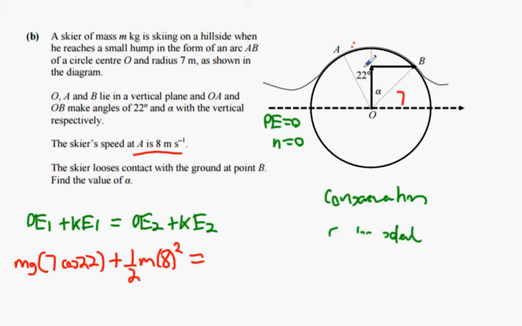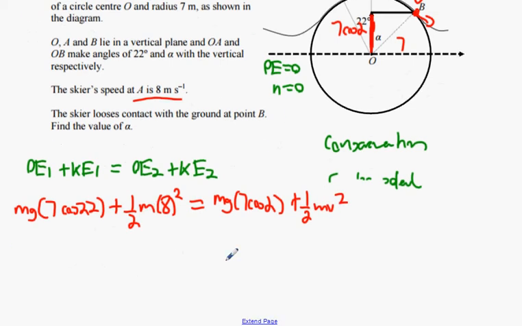Anybody tell me? 7 cos alpha. Just 7 cos alpha is my end height above ground. So potential energy 2 is mg times your height off the ground, which is going to be 7 cos alpha. And then our KE2 is going to be, how fast are we at the end of this whole question? Plus a half mv squared. I'm going to get rid of the m's.